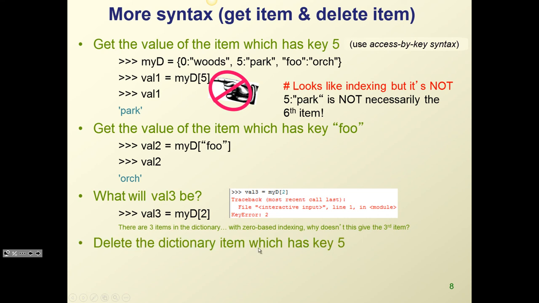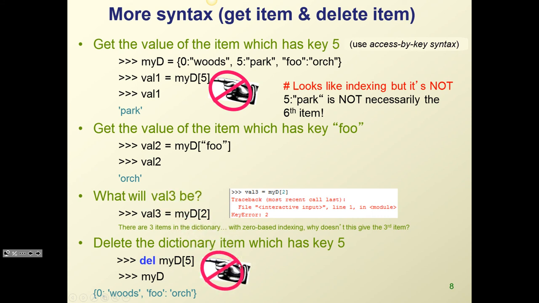To delete the item that has key 5, use the del keyword. Del MyD of 5. The dictionary will now only have 2 items in it. We'll take out the one with that key. If you try to del MyD of 2, it's going to give you a key error. It's going to be trying to delete something that doesn't exist.